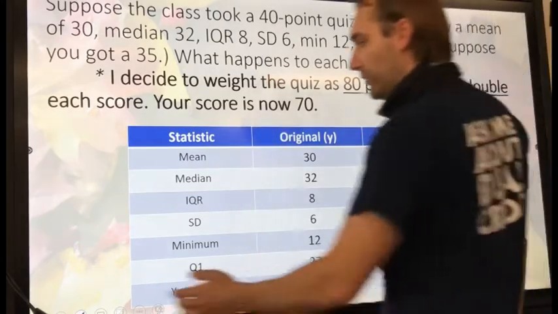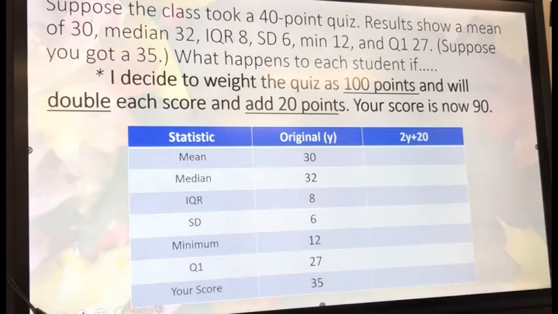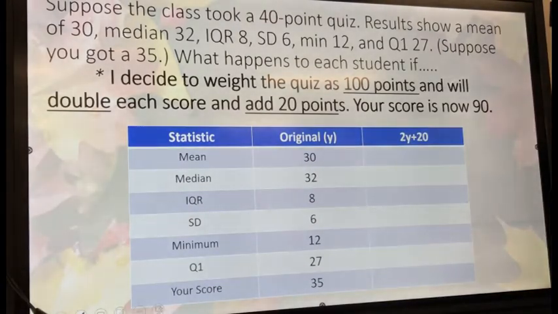All right, what if we were to do two things? I decide the weight of the quiz is now 100 points. So I'm going to double each score and add 20 points. Your score is now 90.